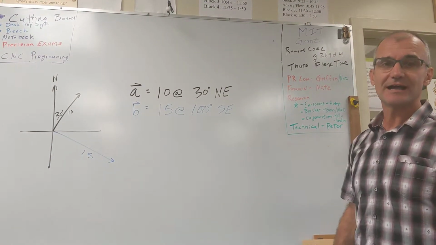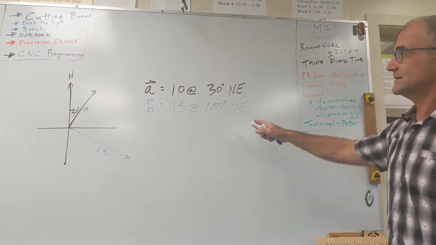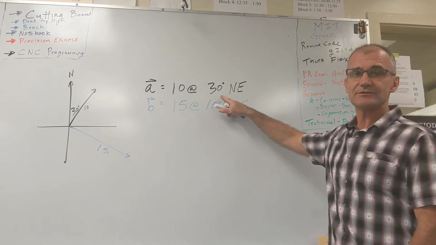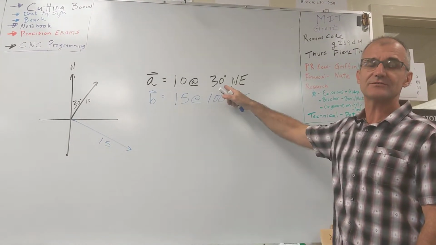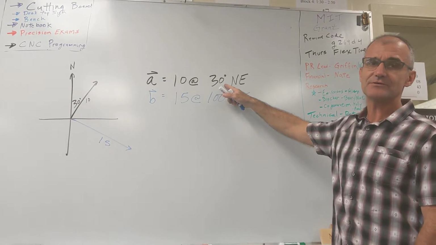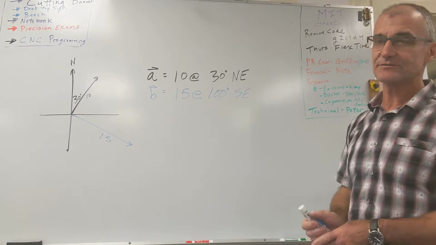I'm going to go over adding vectors using component form. So if you have two vectors given as a bearing off of north, and you want to convert to component form, the key is that this is clockwise off of due north, and the first step is you're going to be using trig, so you have to go counterclockwise off of x.